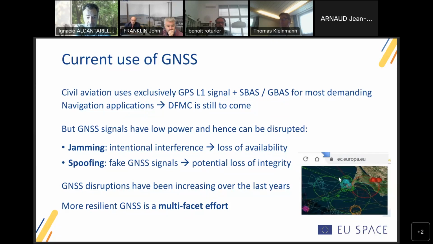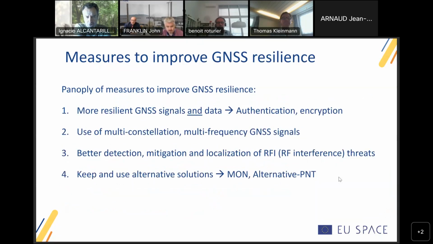And we know that, unfortunately, having a more resilient GNSS service does not go through just one additional solution, but it is a multifaceted effort. Many activities will be required to enable resilient GNSS services. So what are we working on to improve GNSS resilience? Basically, we are doing it through four main avenues.